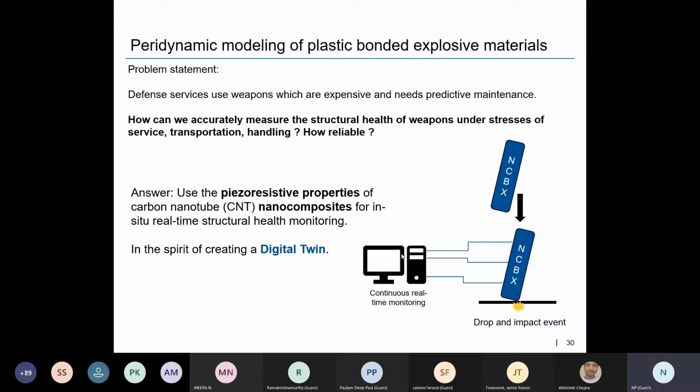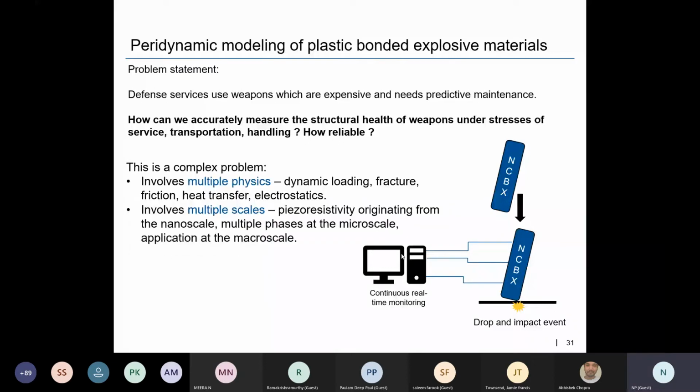So this is quite a complex problem. It involves multiple physics. So it involves dynamic loading, fracture, friction, heat transfer, electrostatics, etc. It involves studying this material at multiple scales because the piezoresistivity that we're talking about originates from nanoscale interactions of carbon nanotubes. It has multiple phases at the microscale, and then eventually the application is at a macroscale, right?